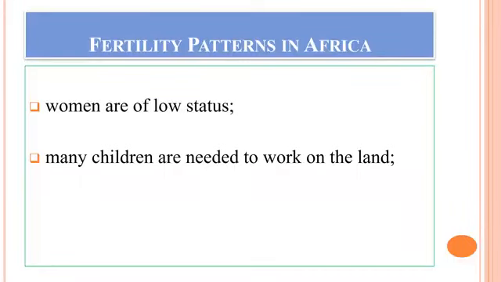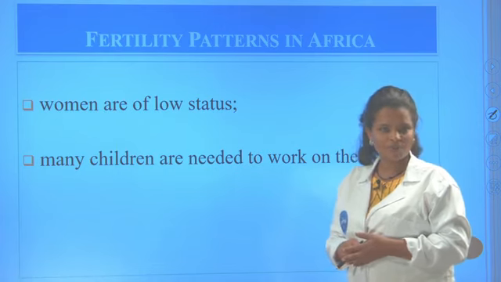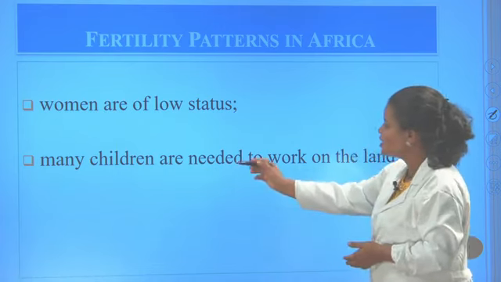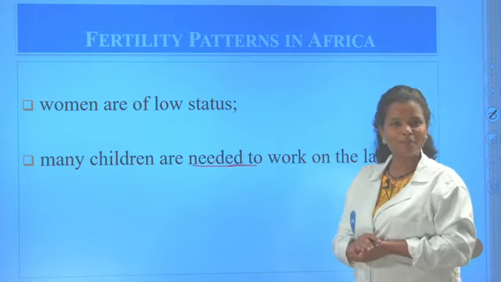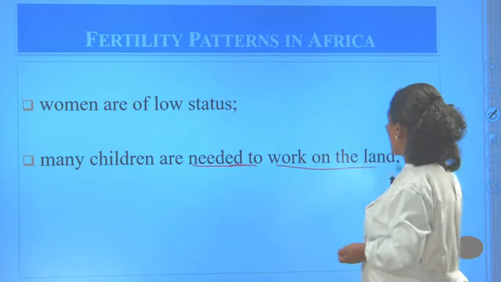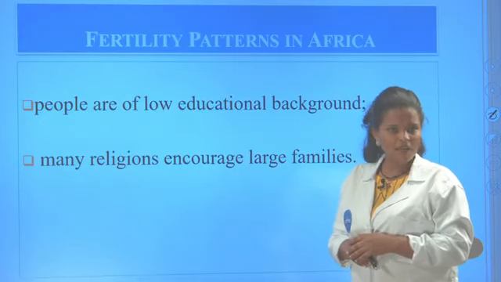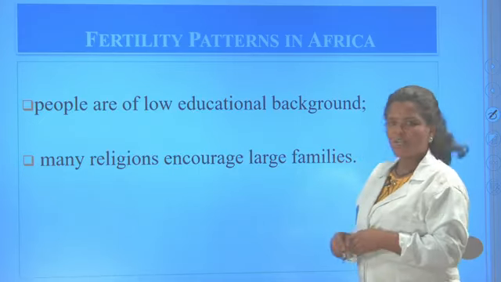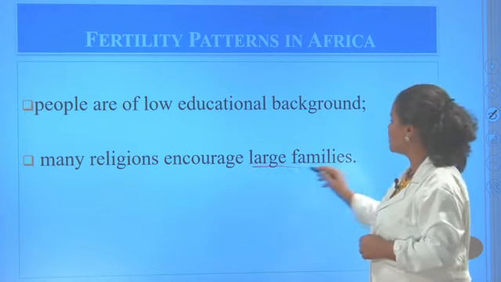And the other reason is the woman's education status. They have a low status of education. And also, many children are needed for different purposes, for example, to work on land. In general, most people of Africa live in rural areas since they have a low educational background. And also, many religions encourage large family size.